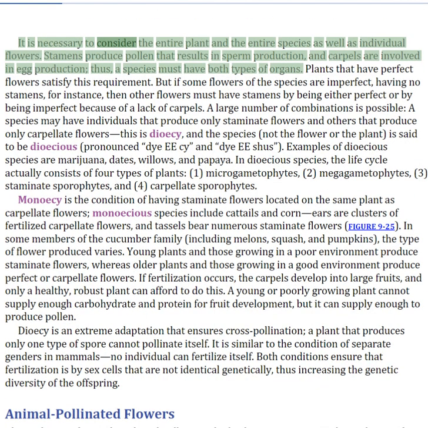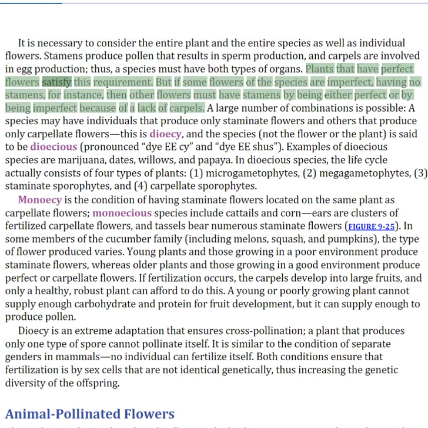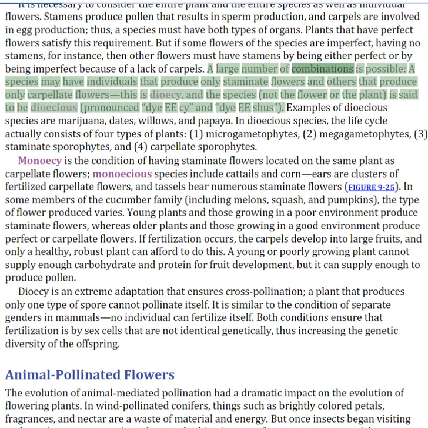It is necessary to consider the entire plant and the entire species as well as individual flowers. Stamens produce pollen that results in sperm production, and carpels are involved in egg production. Thus, a species must have both types of organs. Plants that have perfect flowers satisfy this requirement. But if some flowers of the species are imperfect, having no stamens, for instance, then other flowers must have stamens by being either perfect or by being imperfect because of a lack of carpels. A large number of combinations is possible.